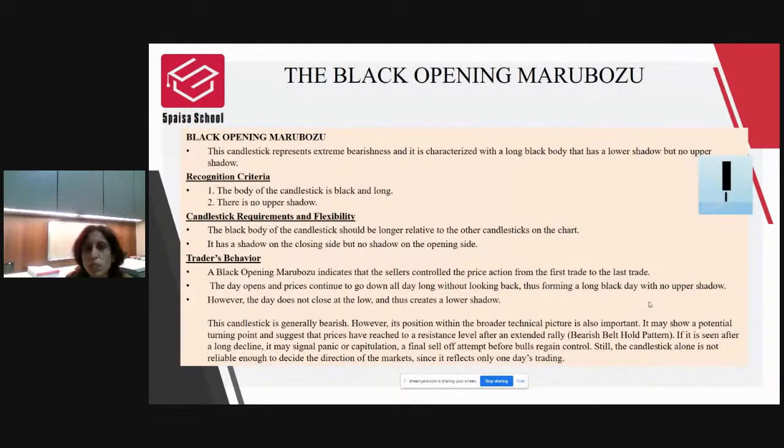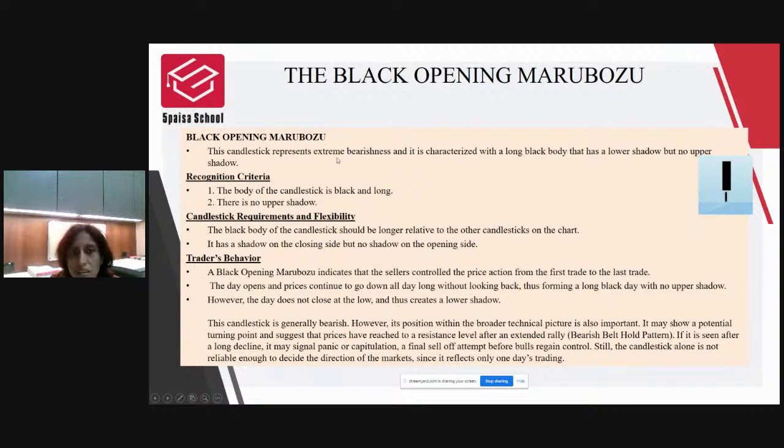Now we come to the black opening MARUBOZU. Now what is an opening MARUBOZU? When you see the shadow, you are seeing the shadow at the bottom. So if you see, it has a shadow on the closing side. This is the closing side. So in a black opening MARUBOZU, you are seeing a shadow on the opening side. Right? So how do you actually identify this?